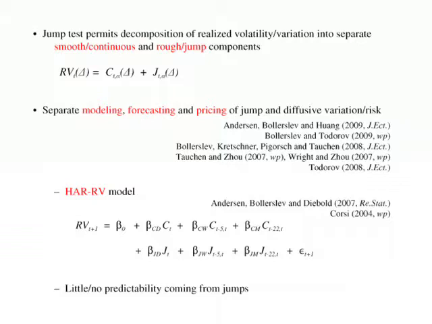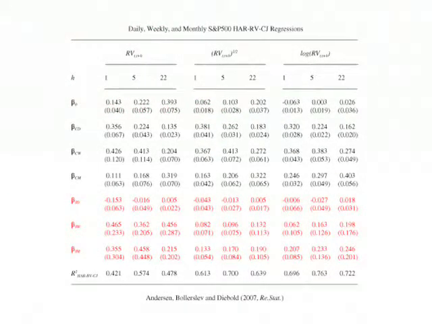Now that's probably not entirely true. We can probably refine that and find some contribution. But to a first order effect, I think it's true that most of the predictable variation comes from the continuous bit. There's a table that illustrates that. Let's not go through the details of that.